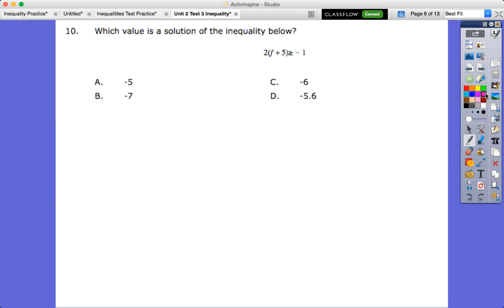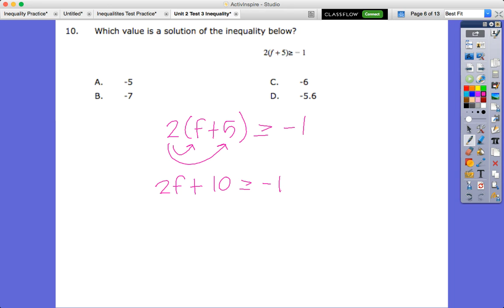All right, which value is a solution of the inequality below? I'm going to rewrite this so I can have room to work it. The first thing I'm going to have to do is distributive property. 2 times f is 2f. 2 times 5 is 10. Now, the first thing I'm going to do is subtract 10 from both sides. And I get 2f is greater than or equal to negative 11. Now I'm going to divide both sides by 2. And I get f is greater than or equal to negative 5.5.